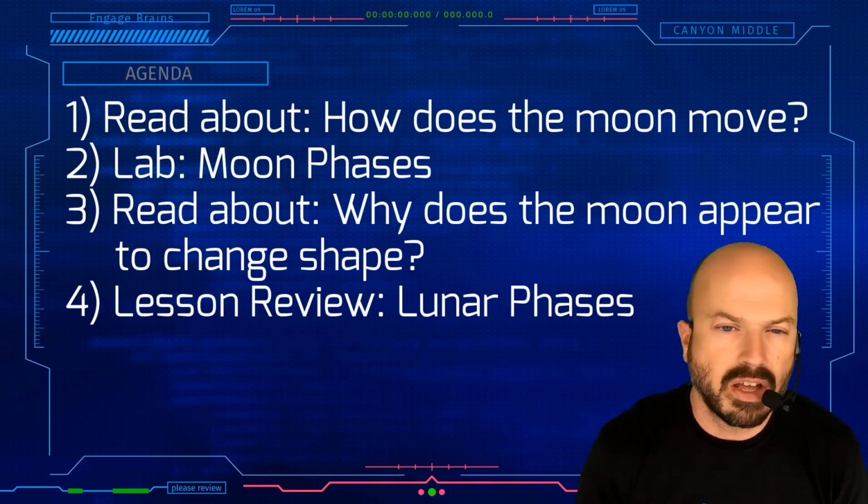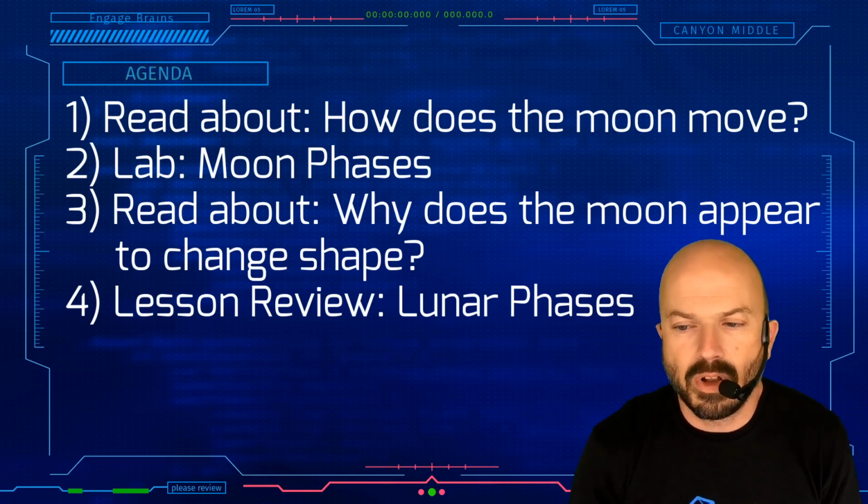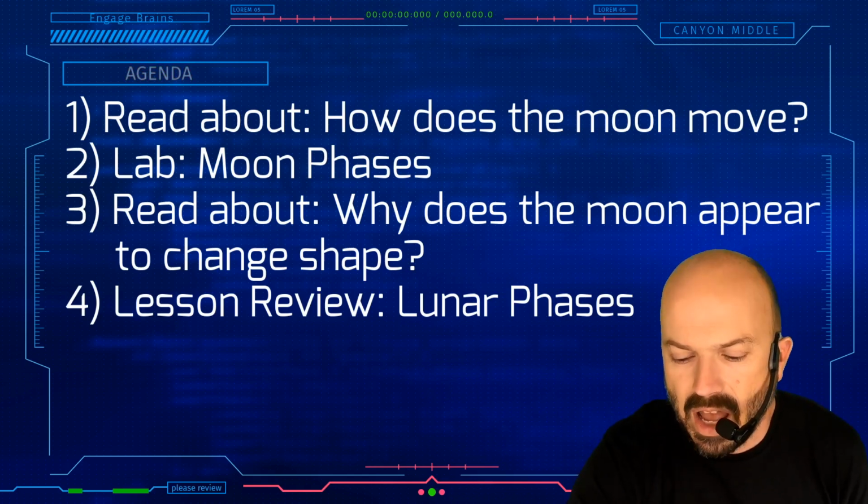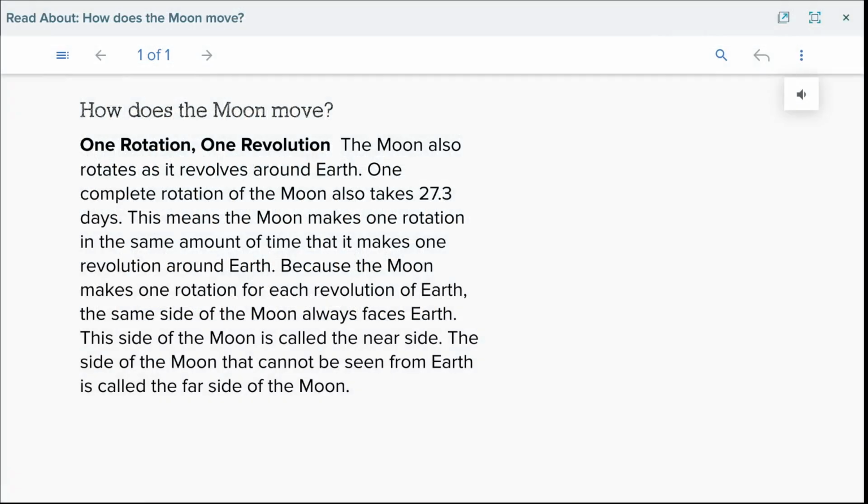Log into McGraw Hill with the waffle and follow along. We're starting off with read about how does the moon move. So, one rotation, one revolution. The moon also rotates as it revolves around the Earth. One complete rotation of the moon takes 27.3 days.